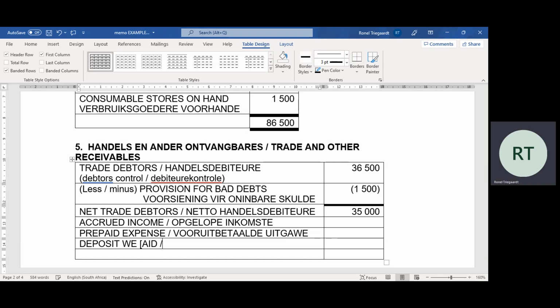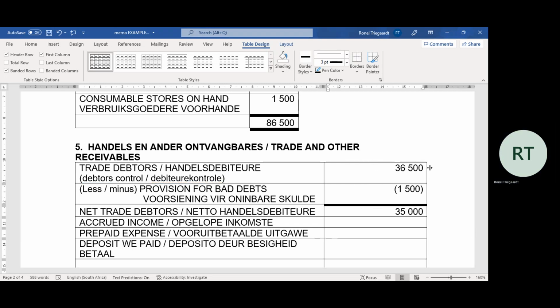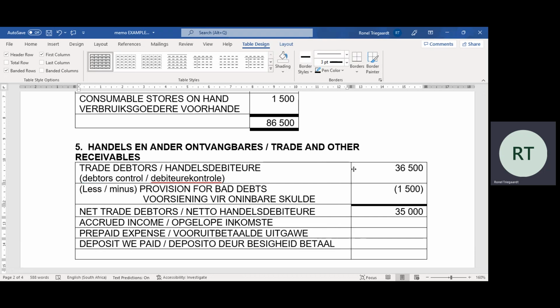Enige deposit net paid rest. We being the business now, deposit to deur besigheid betaal. Remember, if you pay a deposit, then that money still belongs to you. So as jy 'n deposit betaal, behoort daai geld mos eintlik aan jou. It's still your money. You just have to pay the deposit.